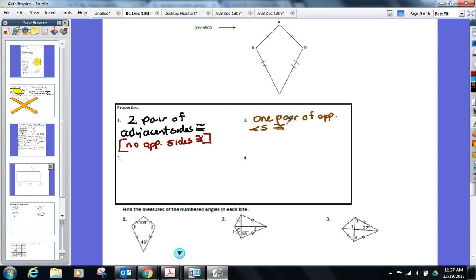Now, where are they though, right? Because could it be this pair or could it be that pair? The ones that are formed by the non-congruent sides. So knowing that, name them up here now. The two angles formed by the non-congruent sides. Angle B and angle D. There you go, everybody. Those are always the ones that are congruent, the ones formed by the non-congruent sides.